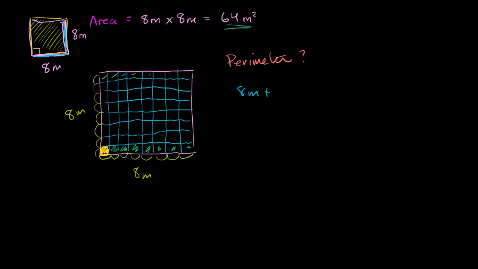And then we know that the height right here is 8 meters. And it's a square. This distance up here is going to be the same as this distance down here. It's going to be another 8 meters. And then when you go down on the left-hand side, that's going to be another 8 meters.